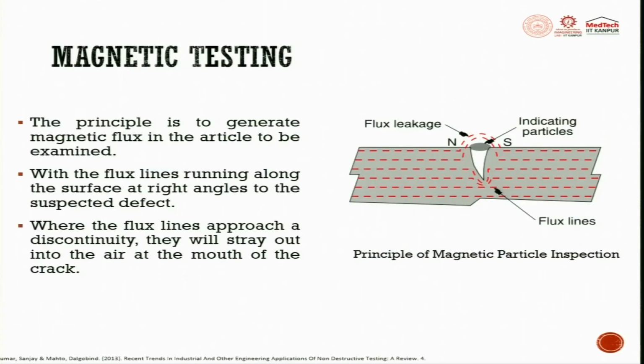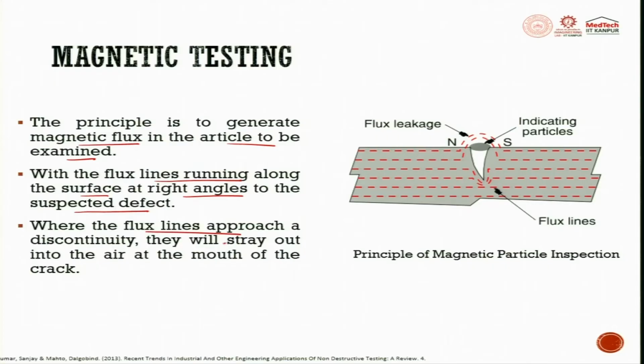Now next comes the other contact method, that is magnetic testing. The magnetic testing principle is to generate magnetic flux in the article to be examined, with the flux lines running along the surface at right angles to the suspected defect.